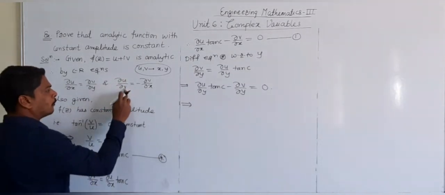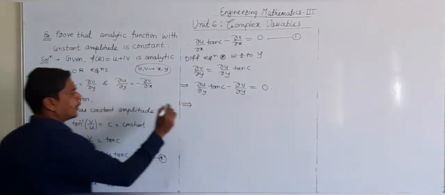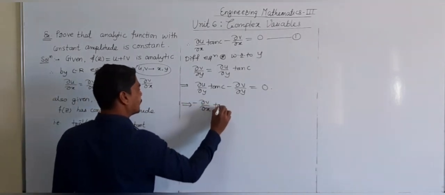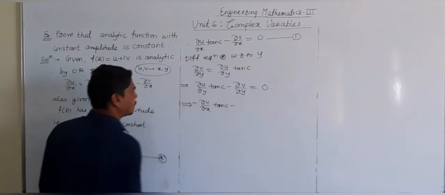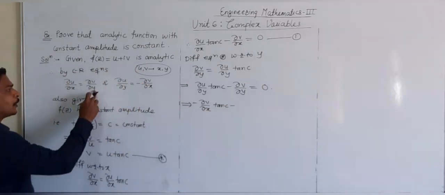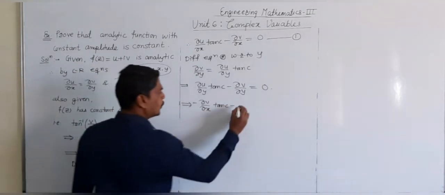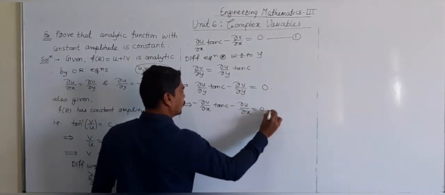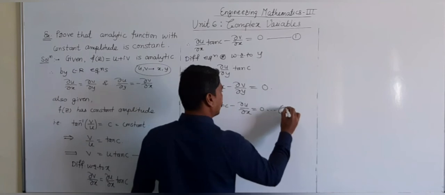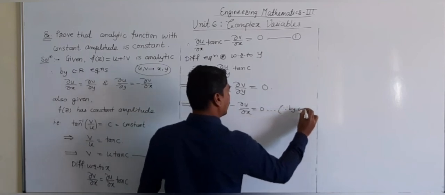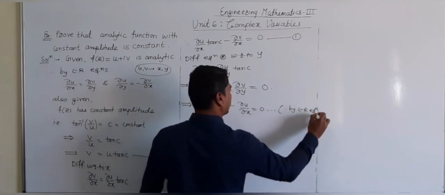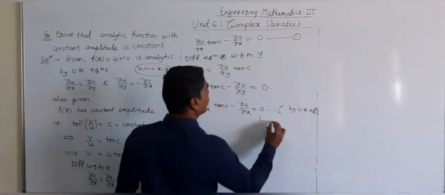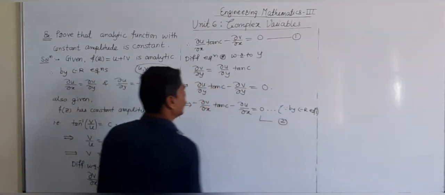And now I will apply CR conditions here. So partial derivative of u with respect to y, replace this term by minus partial derivative of v with respect to x into tan c as it is. Then minus partial derivative of v with respect to y, instead of that I am using partial derivative of u with respect to x, is equal to 0, by CR equations. Okay. And now this becomes our equation number 2.